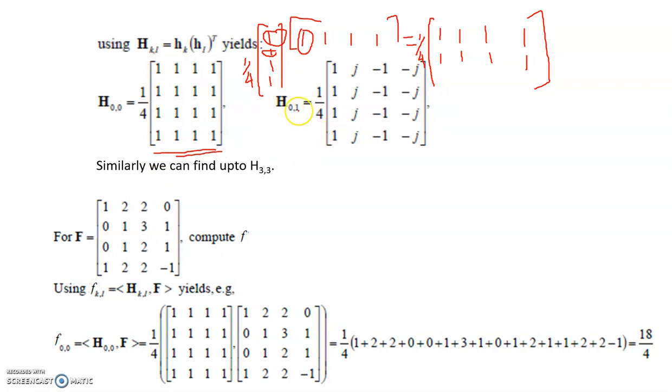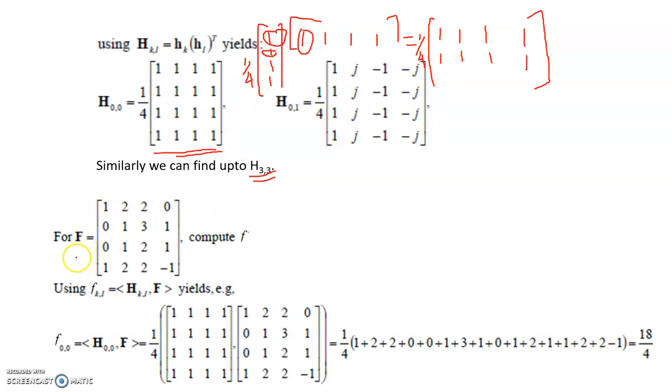Similarly, I have to find H01. For finding H01, I have to take H0 into H1 transpose. So here I will have H0, then for H1 transpose I replace this with H1. Again I have 1 by 4 outside. Multiply, and you will get H01, H02, up to H33. So we can find up to H33.